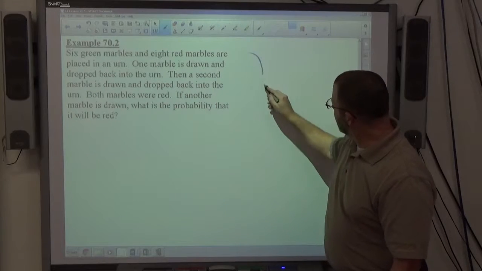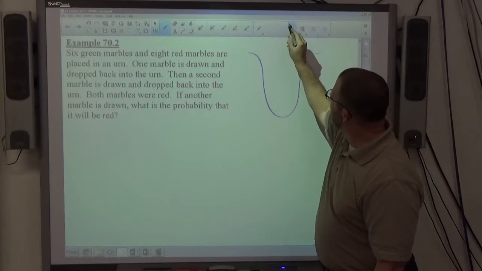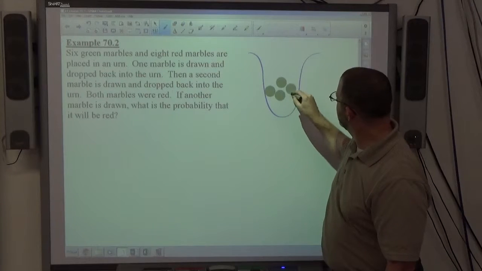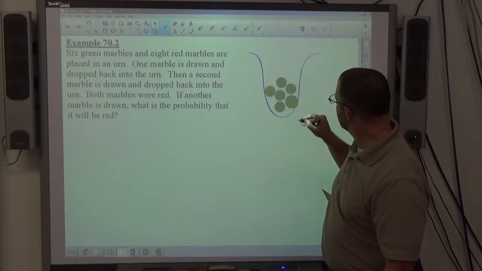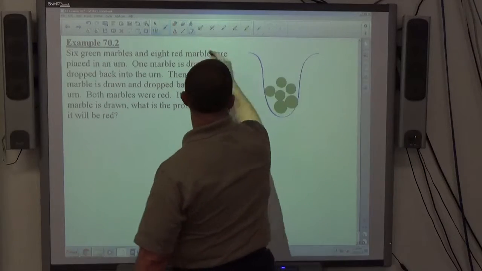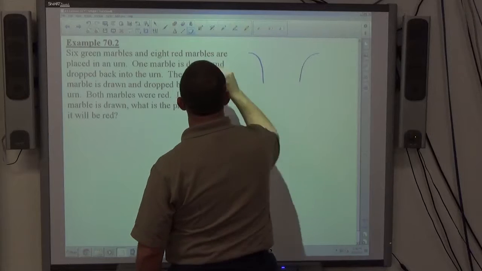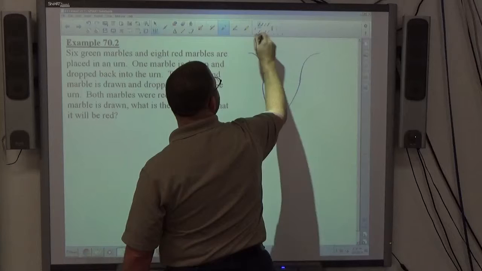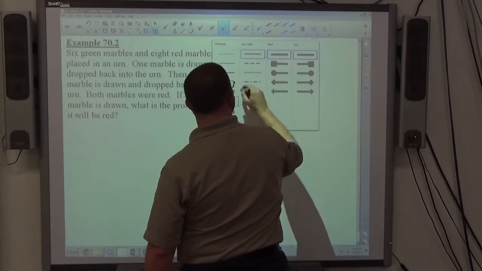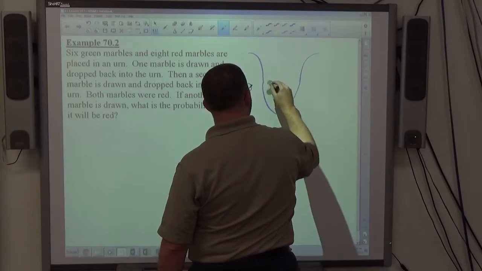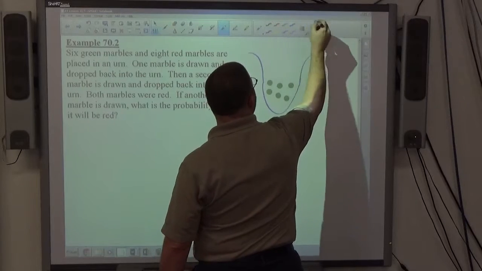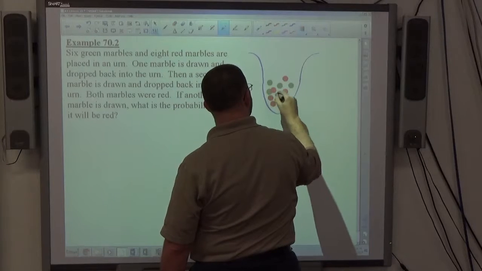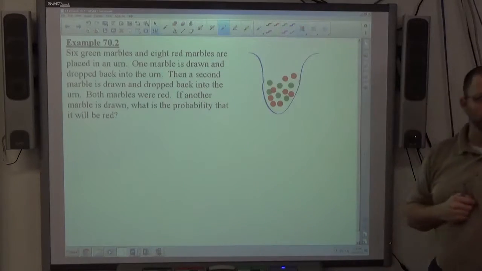So if I have the urn here, let's just say it looks like that, and we have 6 green marbles. 1, 2. That's too big. That's weird. All these marbles are different sizes. Let's try again. There we go, and we have 8 red marbles. There's our urn filled with marbles.